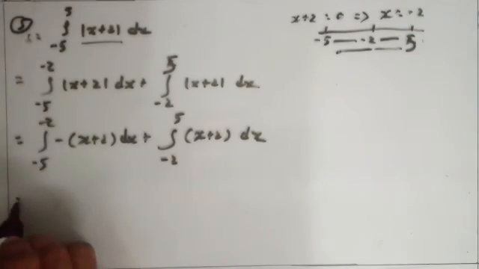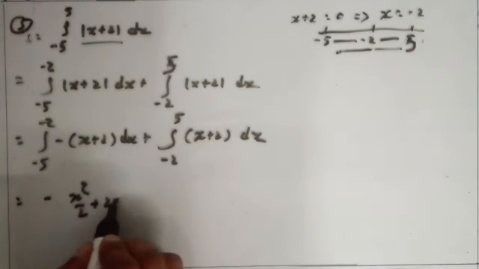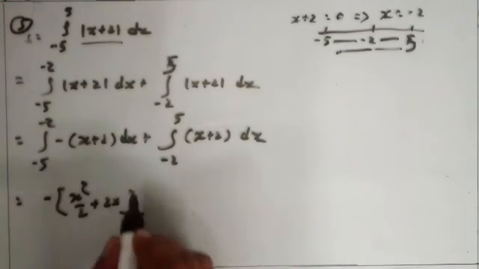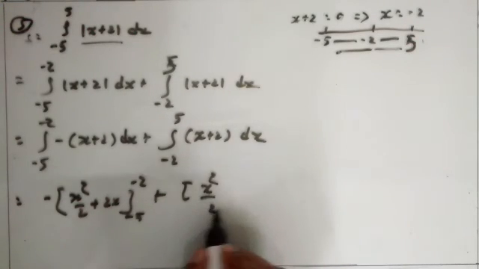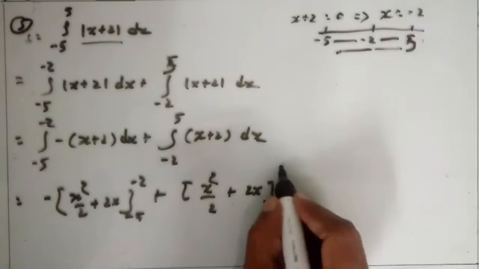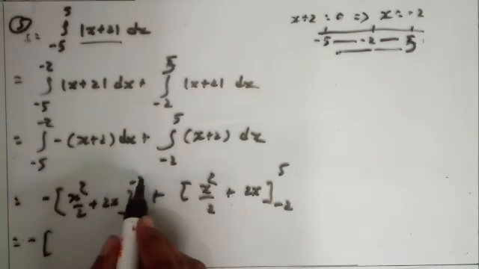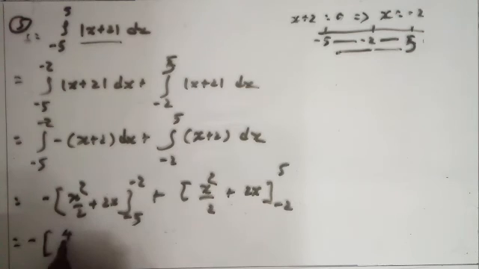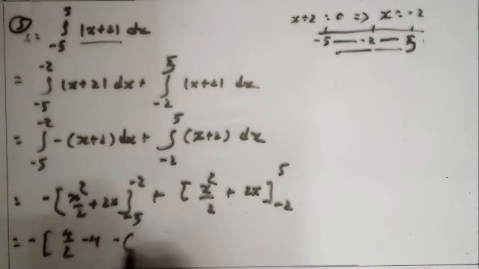Clear? Now the integration of this is equal to minus x square upon 2 plus 2x with the limit minus 5 to minus 2, plus the integration of this, which is x square upon 2 plus 2x with the limit minus 2 to 5. Now simplify. This is equal to minus, take outside: f(b), b is equal to minus 2, so minus 2 squared is 4 upon 2, and here minus 2 into 2 becomes minus 4. Minus into bracket, a is equal to minus 5, so minus 5 squared is 25 upon 2.